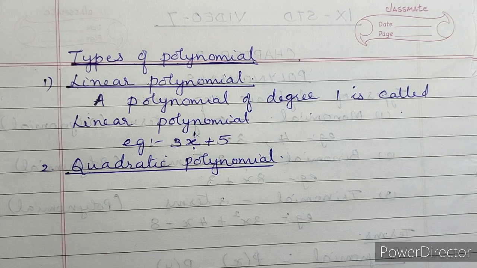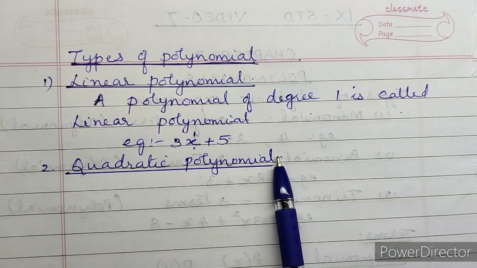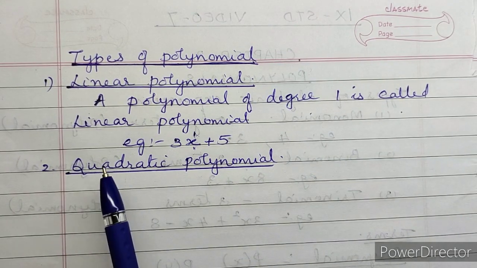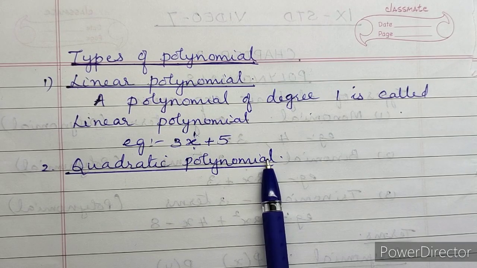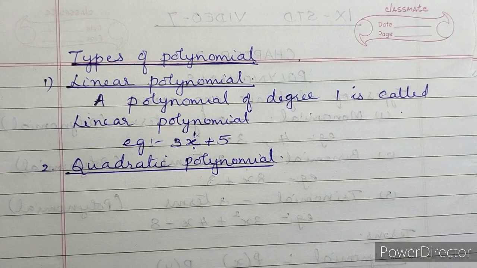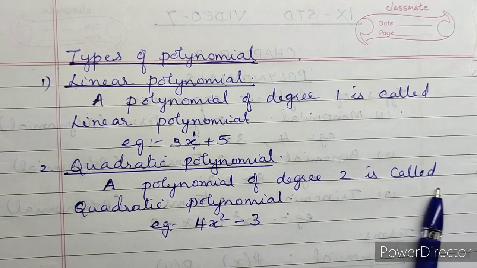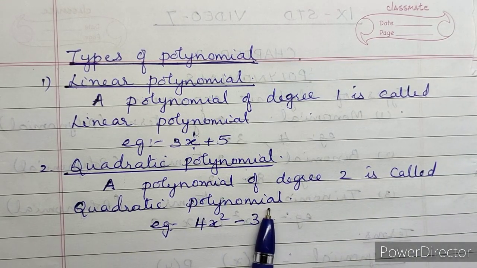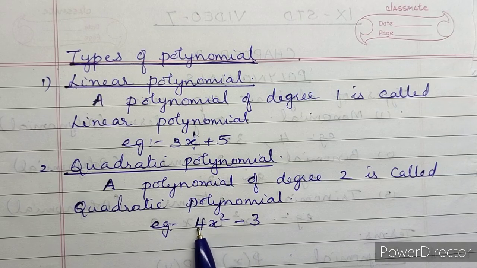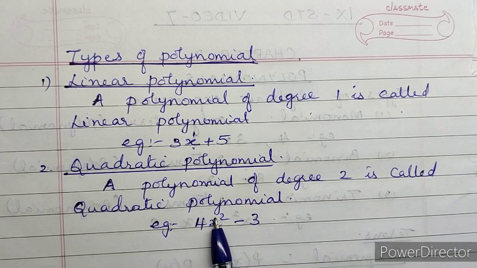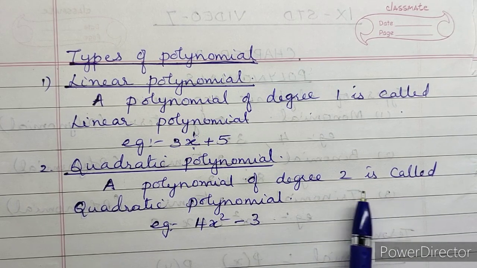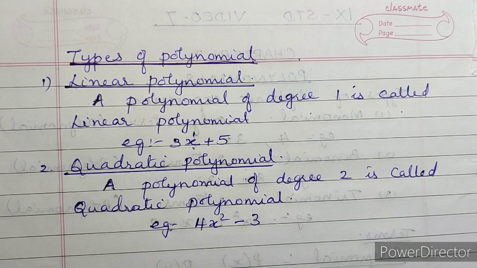The second type of polynomial is the quadratic polynomial. Quad means 2. Quadratic polynomial means the degree is 2. The definition is: a polynomial of degree 2 is called a quadratic polynomial. Any example you can give: 4x square minus 3. See, the exponent of x here is 2. So the degree of this polynomial is 2. If the degree is 2, it is called a quadratic polynomial.